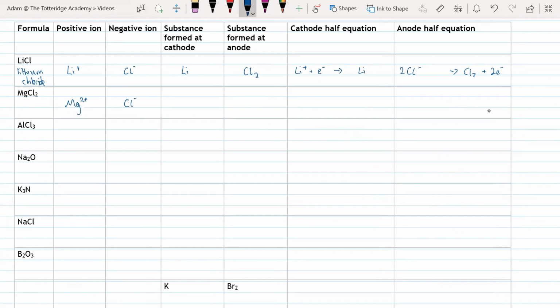What substance is formed at the cathode? That's the Mg. At the anode, that's going to be your Cl2. Cathode half equation: well, I've got Mg2+, and I'm forming Mg, so I must be gaining 2 electrons. And in turn, the anode is going to be exactly the same as the previous one. I'm going to get 2 Cl minuses forming Cl2 plus 2 e minus. If you got that right, well done, excellent job.